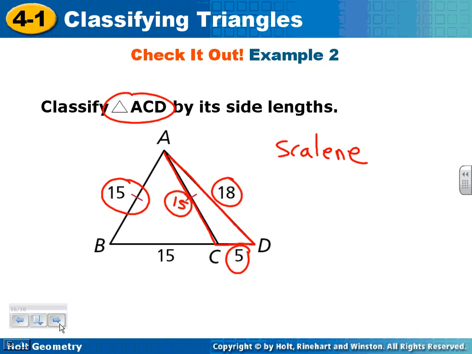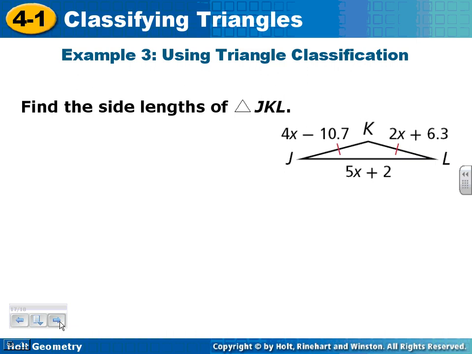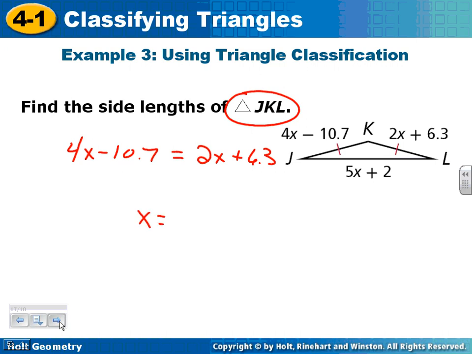Okay, just about done. I'm going to throw some algebra at you. Find the side lengths of JKL. In other words, solve for x first. So you would write 4x minus 10.7 equals 2x plus 6.3. Why are they equal? It's because of the tick marks. And you would solve that for x, which you can do on your own.